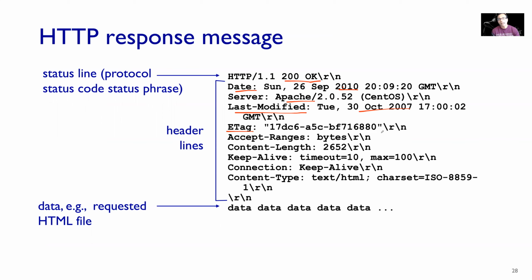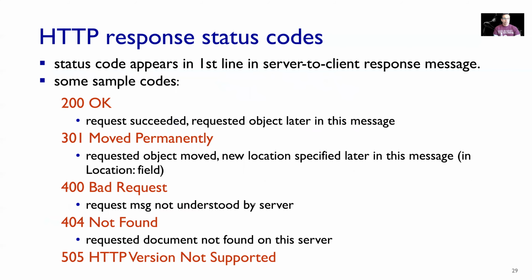E-tag is essentially a hash of the content that's being sent. And again, I'll come back to the need for this a little later. And then there's a few other headers which we won't spend a lot of time on, but notice at the end, there's again a \r and \n, and then there's the actual data, right?